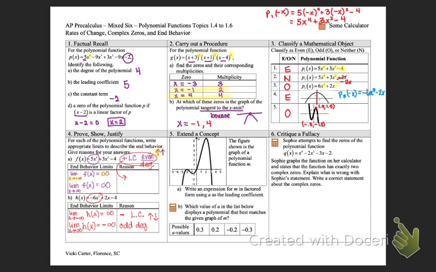All right, number 5 does require a graphing calculator. Let me grab mine here. All right, so it says the figure shown is the graph of a polynomial function m. Write an expression for m in factored form using a as the leading coefficient. So we don't know what the leading coefficient is, but in factored form, I should have 3 zeros. X equals -2 is a 0, x equals 0 is one of our zeros, and x equals 3 is one of our zeros.